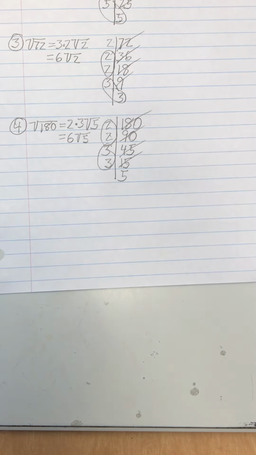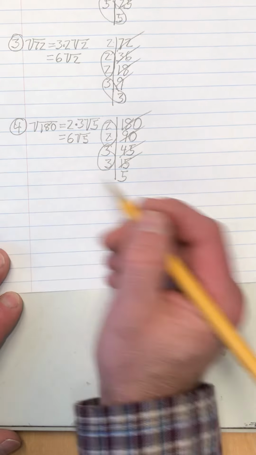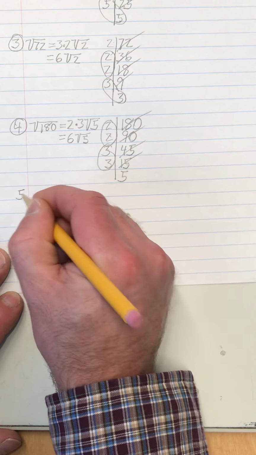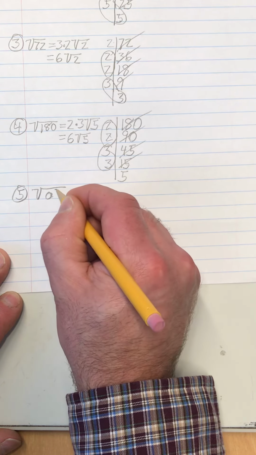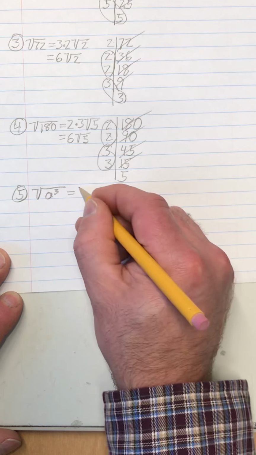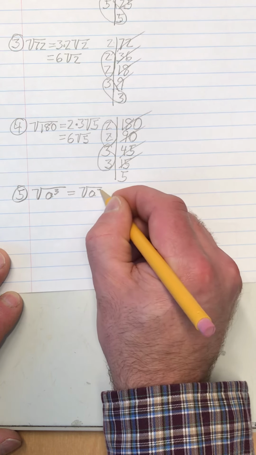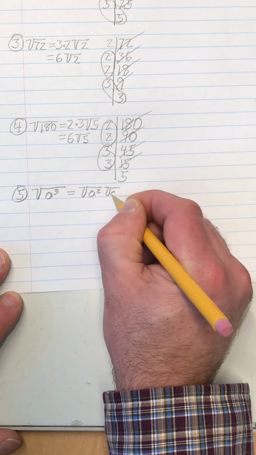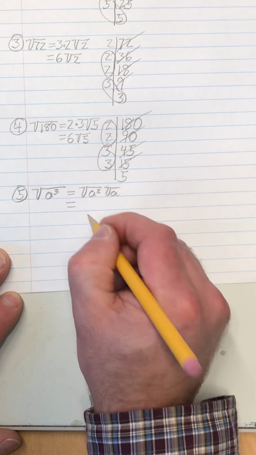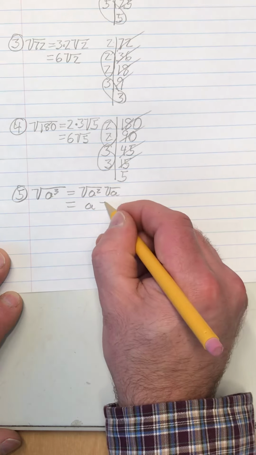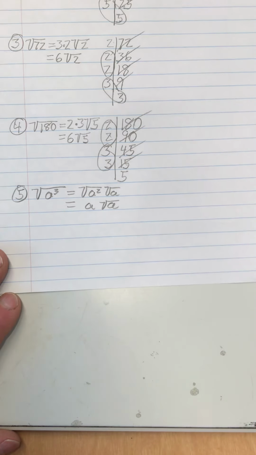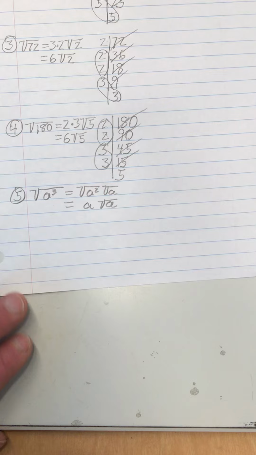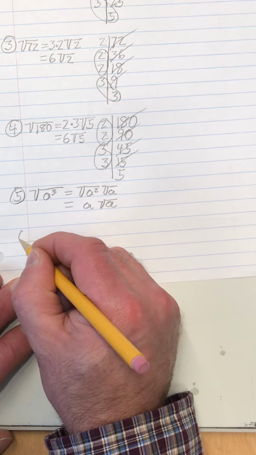Okay, number 5, square root of a cubed. Well, we know that's equal to the square root of a squared times the square root of a. Square root of a squared is a, so a square root of a.